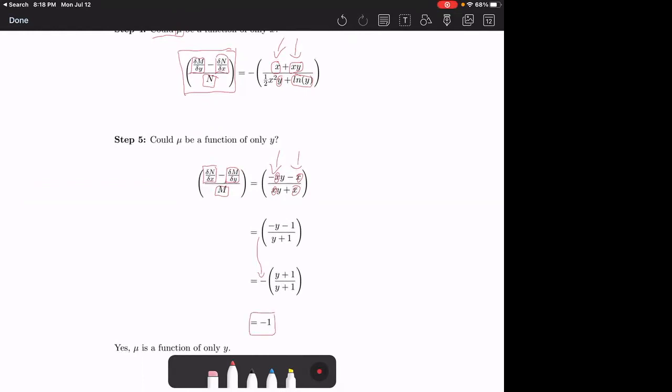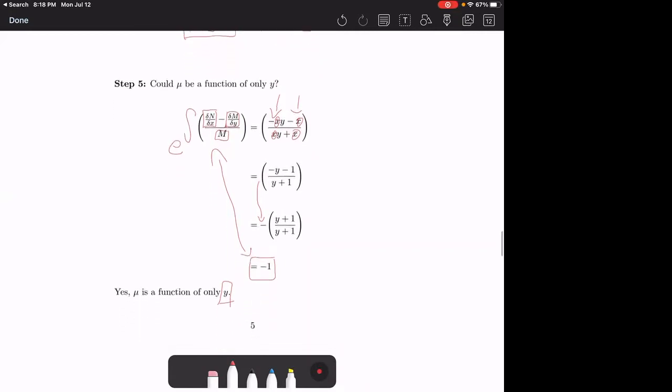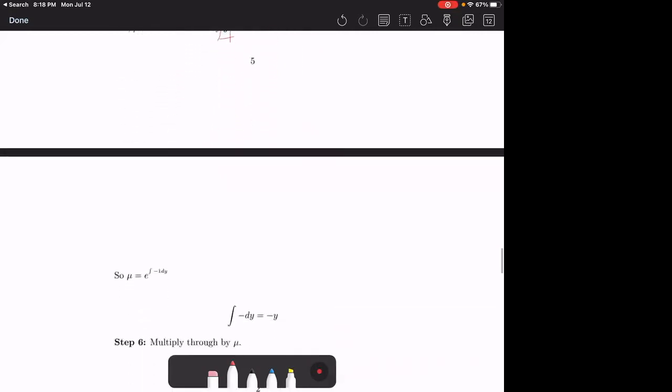And remember, a constant is vacuously true. It's arbitrarily a function of y. So yes, mu is an integrating factor, and it's a function of only y. Now, remember that mu is not just equal to -1. Mu is not equal to this. Mu is equal to e to the power of the integral of that. So that's what we get.